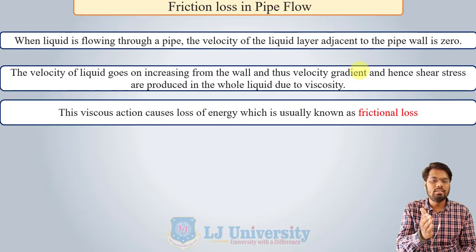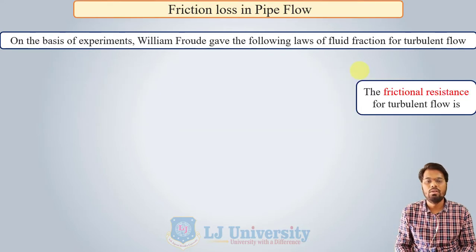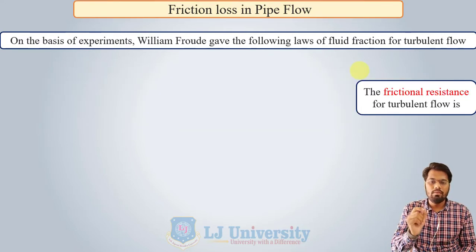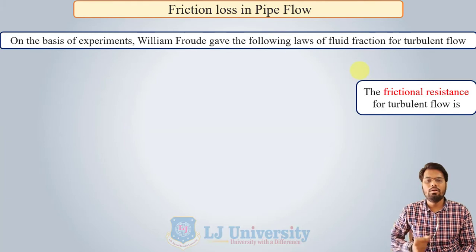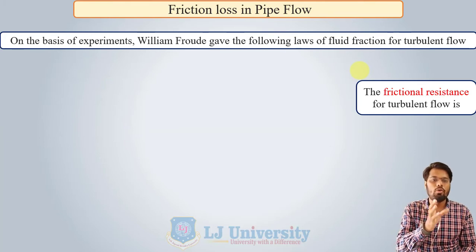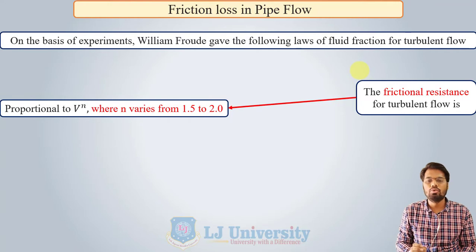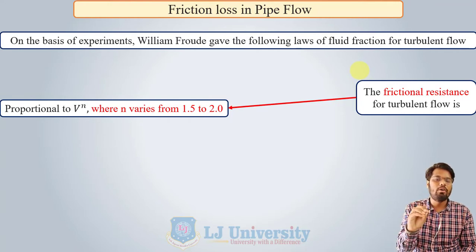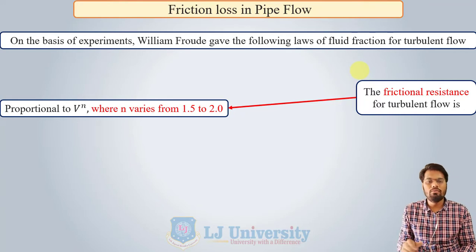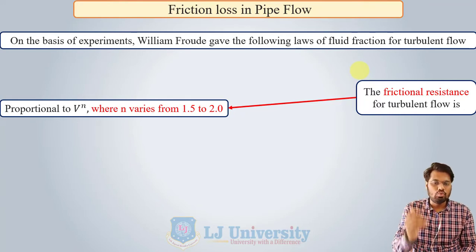This viscous action causes loss of energy, which is usually known as the frictional loss. Now, on the basis of the experiment, William Froude gave the following laws of fluid friction for the turbulent flow. The frictional resistance for the turbulent flow is directly proportional to the velocity, generally v raised to n, where n is from 1.5 to 2.0. For the turbulent flow, mainly it is taken as 2.